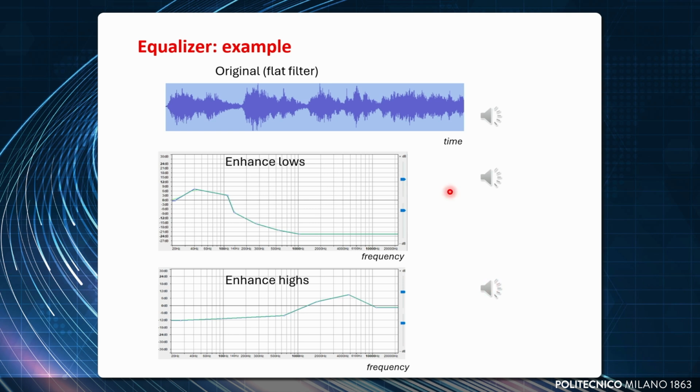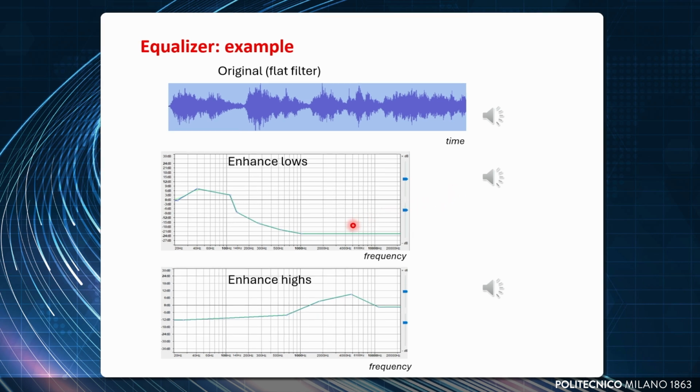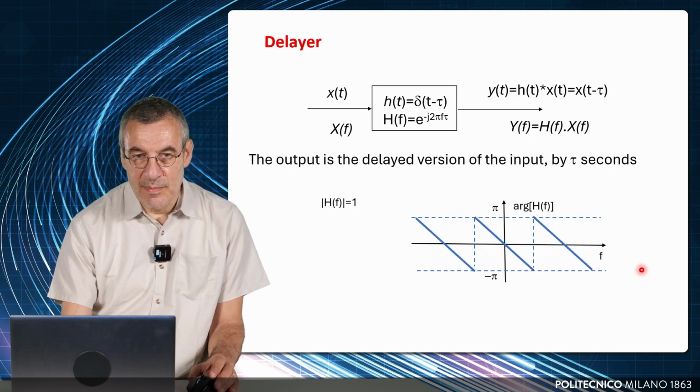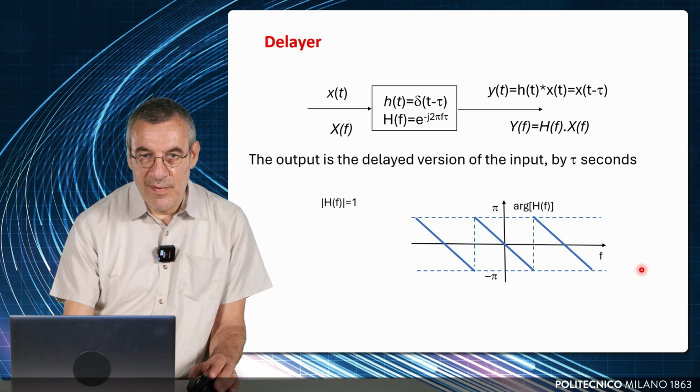So the graphic equalizer is a way to increase or decrease a particular range of frequencies and so obtain different sounds at the output of the filter. We have next the delayer. It's a very simple system. The output is a delayed version of the input.